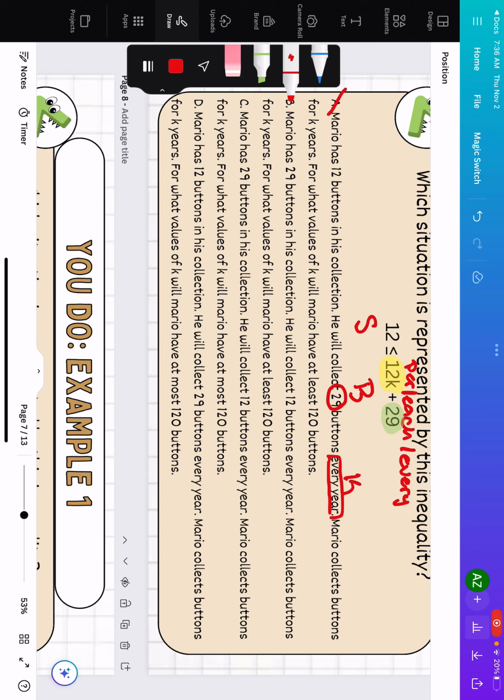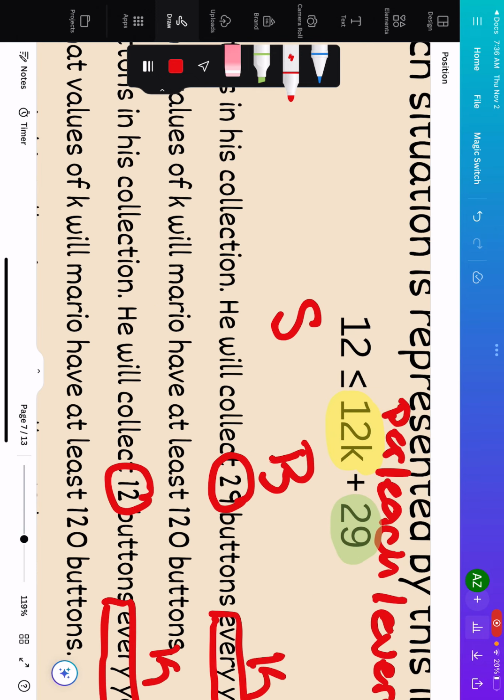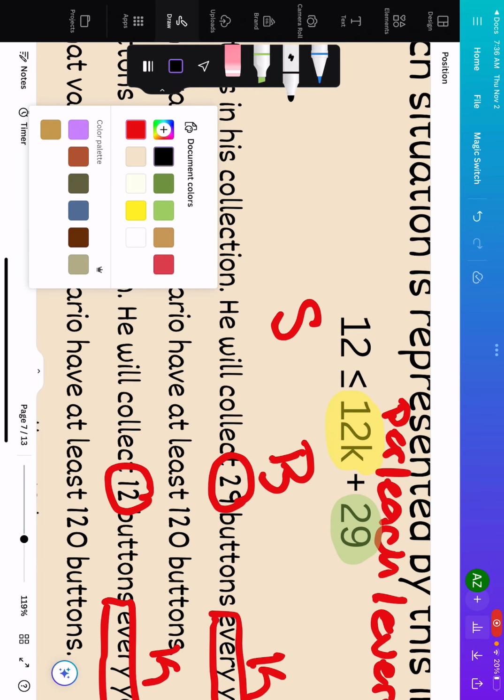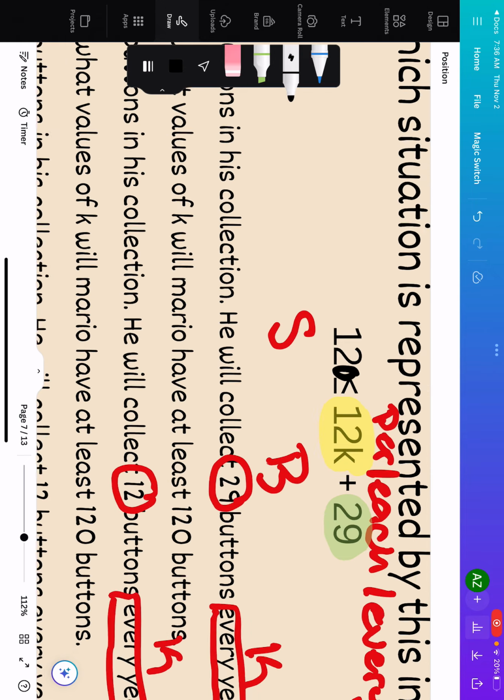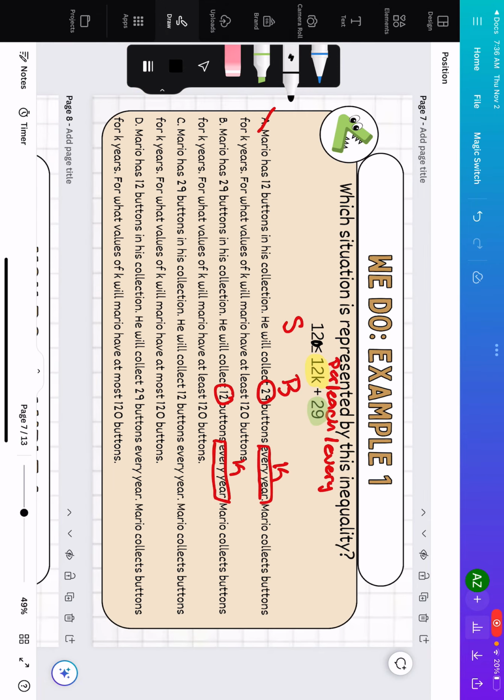The next one says, Mario has 29 buttons in his collection. He will collect 12 buttons every year. So far, that's correct. Mario collects buttons for K years. For what value of K will Mario have at least 120? I think they made a mistake here. This should be, I'm guessing, 120. This one only happens once. He already has that. So far, that's matching what we have.